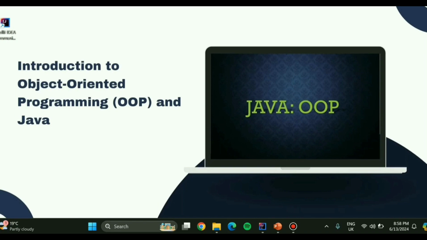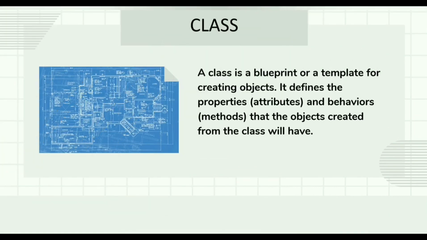or abstract concepts. In this video, we will explore what objects and classes are, and then break down the four fundamental concepts of OOP. First, let's understand what an object and a class are in Java. A class is a blueprint or a template for creating an object. It defines the properties and behaviors that the object created for the class will have.